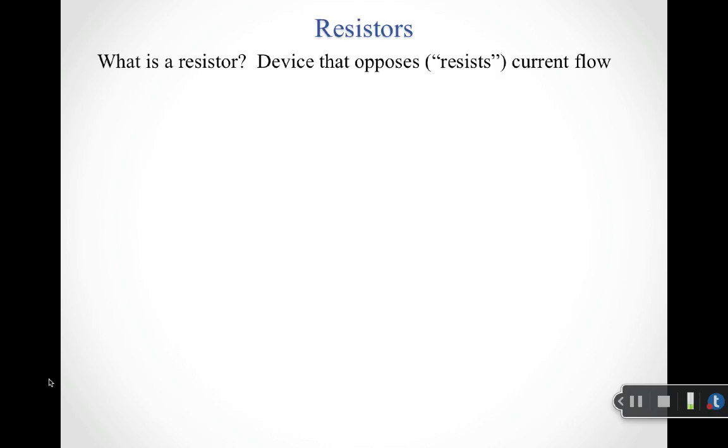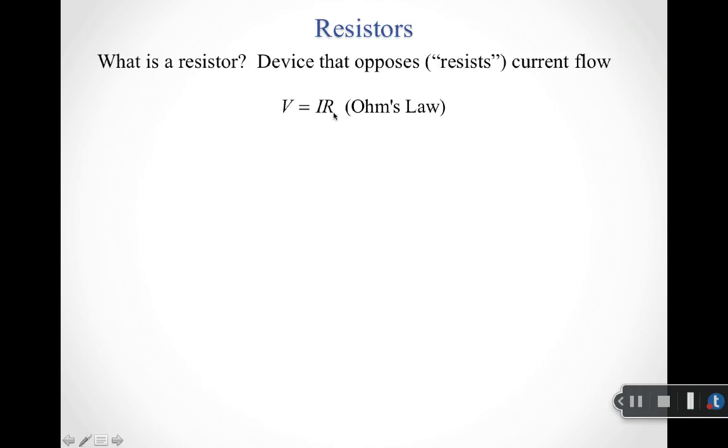Alright, so let's introduce our second circuit element in detail, and that's going to be the resistor. So fundamentally, what is a resistor? Well, it's a device that opposes current flow. The fundamental relationship that defines a resistor is Ohm's law. What Ohm's law tells us is that the potential difference across a resistor is equal to the current through the resistor times the resistance of the resistor.